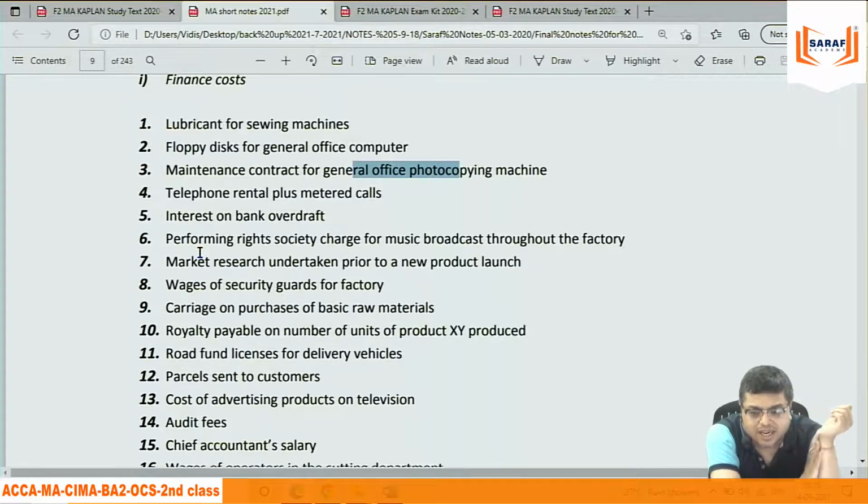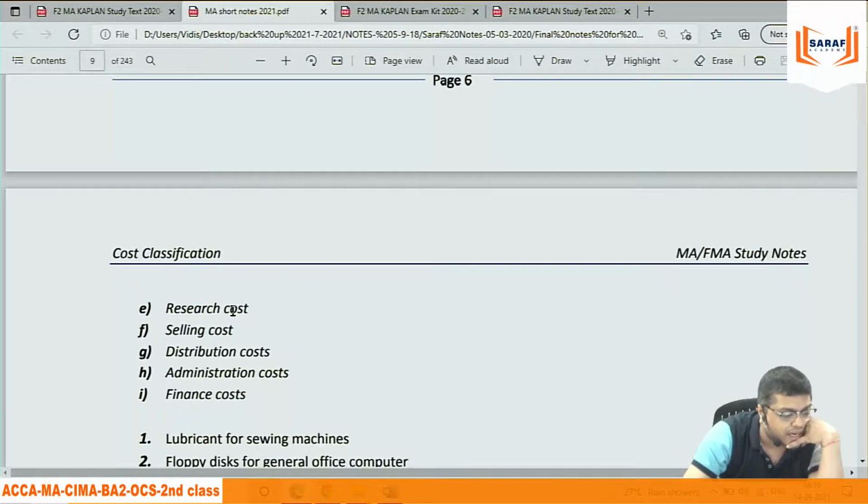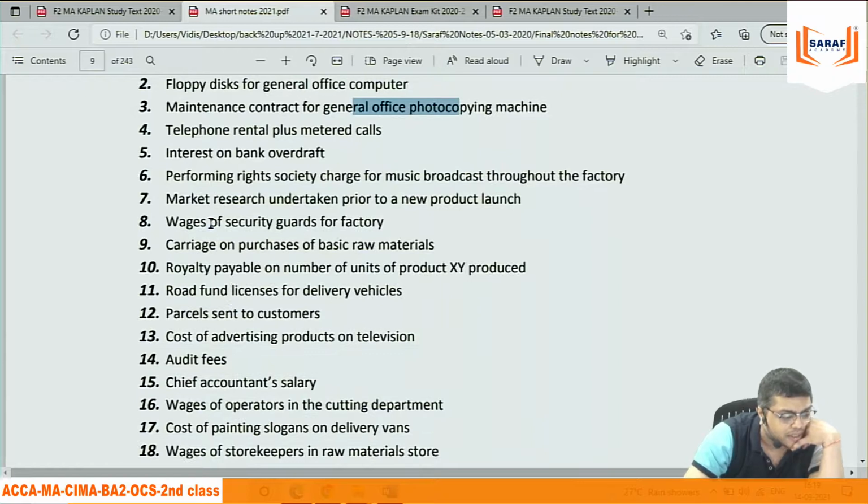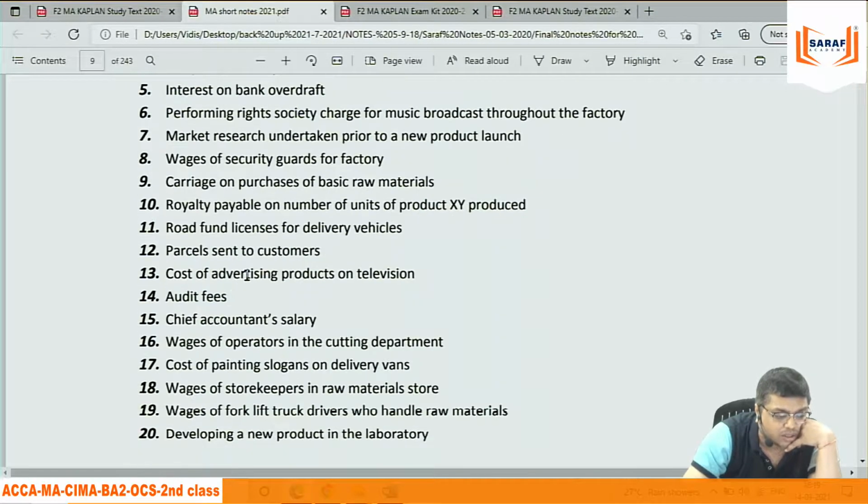Market research undertaken prior to a new product launch, it is research, R&D, research cost. Wages of security guards for factory, indirect expense, factory overheads. Carriage on purchase of basic raw material, direct material cost.